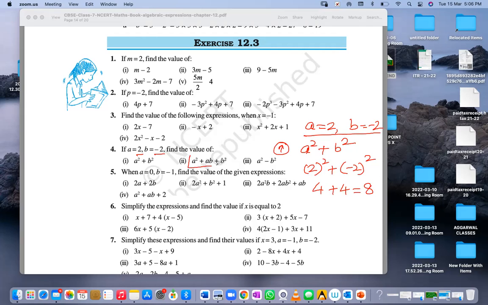Now this is a square plus ab plus b square. 2 square plus 2 into -2 plus -2 squared. This is the way you replace all the a and b by 2 and -2. In the next step, calculate the exponents first. So 2 square is 4. 4 plus this gives -4. Not 4 plus 2. Again, you are making a mistake. Do the minus first.